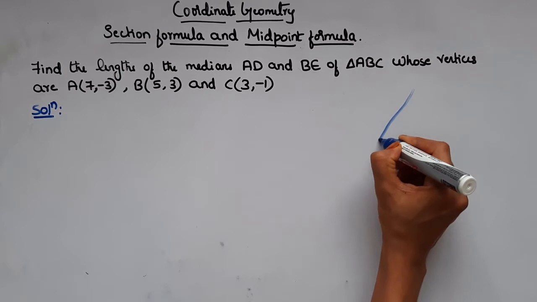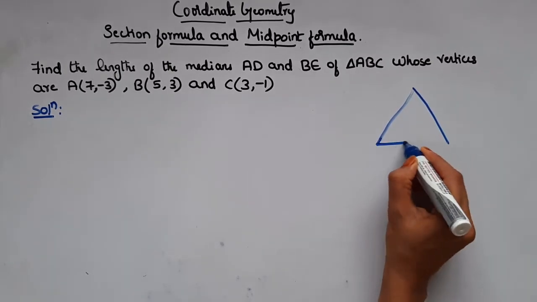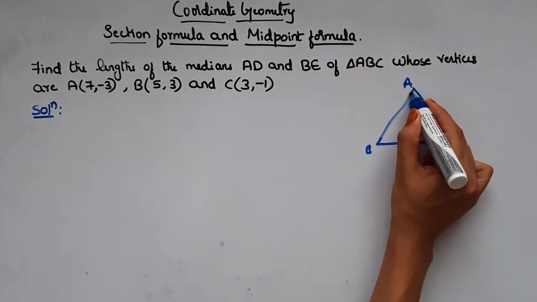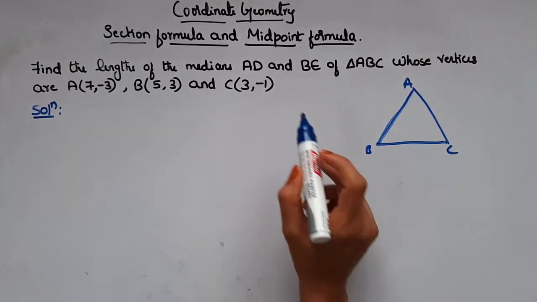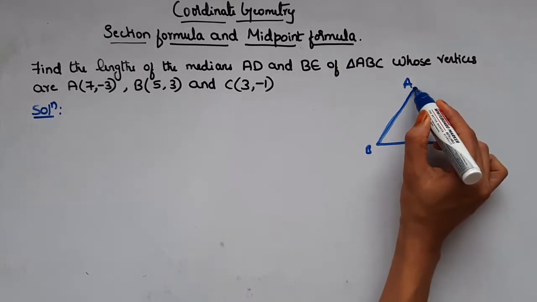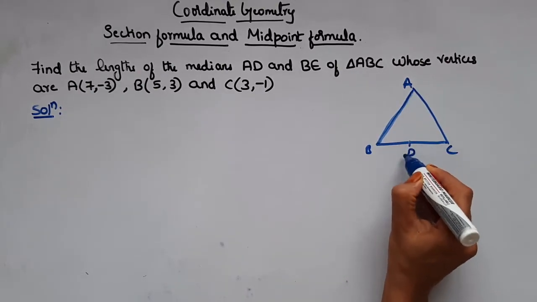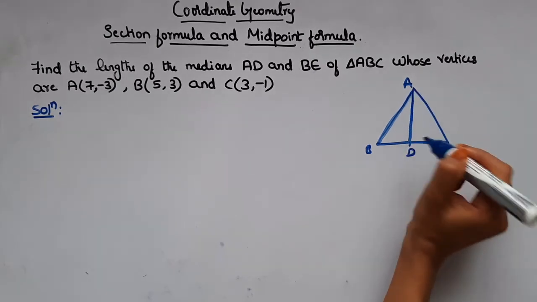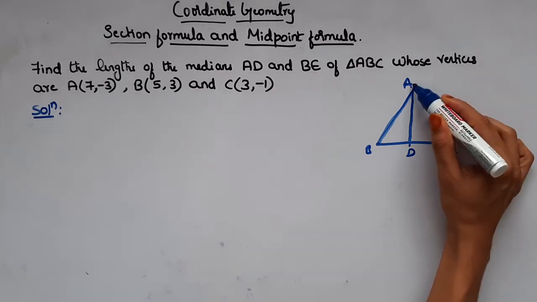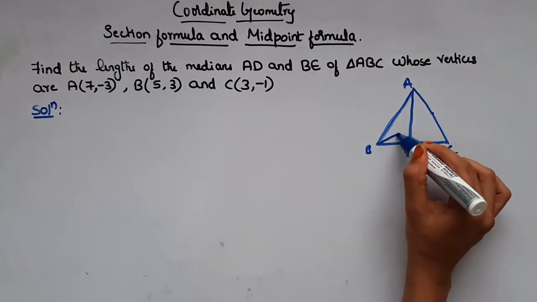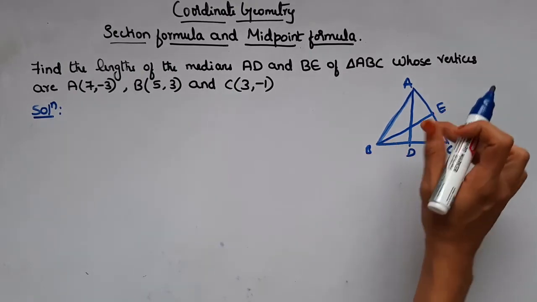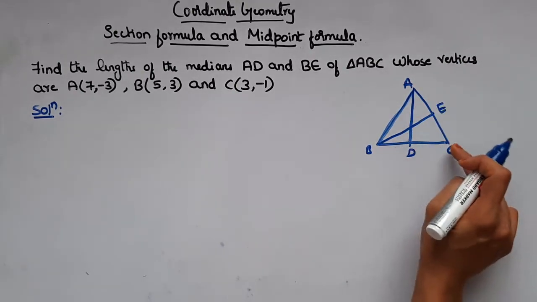So we have a triangle ABC. So A, B and C. Alright. AD and BE are the medians of this triangle. So D is the midpoint of BC. Alright. So this is your AD. And point E is the midpoint of AC. So let's take this point as E. So BE and AD are the medians of triangle ABC.